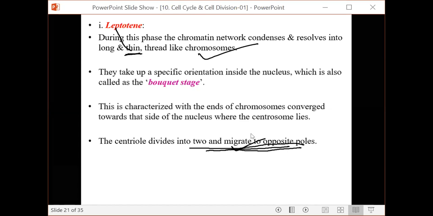Did you all understand about the leptotene part? Basically, it's the first early stage of prophase, like what we have seen in mitosis. The condensation and refolding are occurring, resulting in the formation of chromosomes, and the chromosomes appear very thin. So the name we have given is leptotene. All right, going to the next stage.